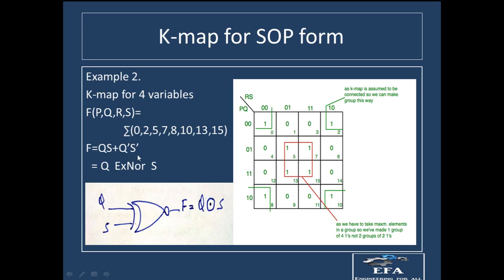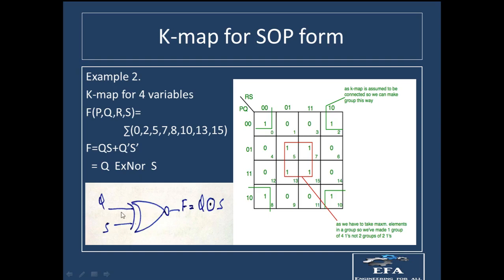But if you look at this equation very carefully, this equation actually is related to the XNOR gate. So we can have Q XNOR S out of this expression. So there will be only one gate which we have to implement, and that is the XNOR gate, and that will be sufficient.